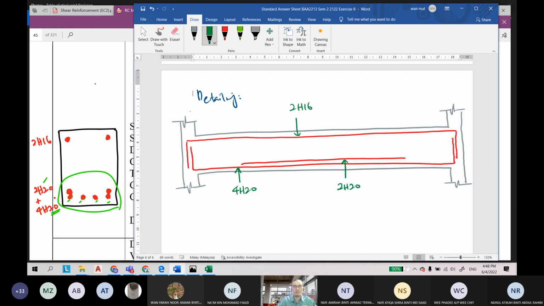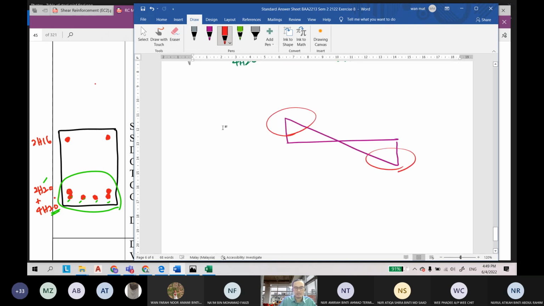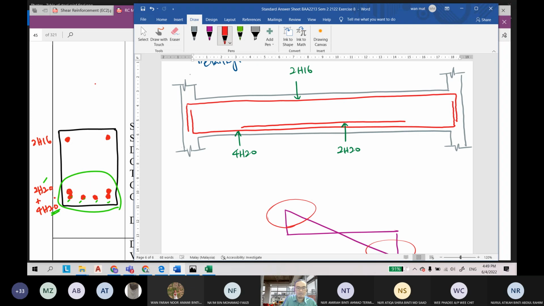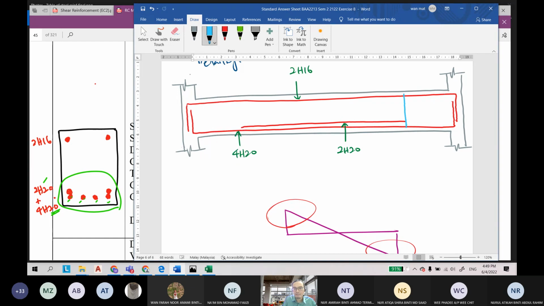Okay, 2H20. Because of our bending moment, we recall our knowledge. This is our shear force diagram for a simply supported beam. The shear is maximum near the support, so that's why at the support we have our shear reinforcement. Like this one, this is our shear reinforcement near the support, maybe here to here. This is how to detail our beam.